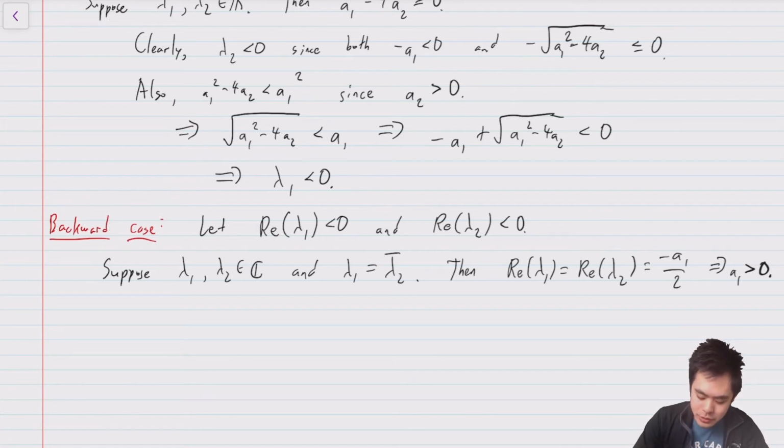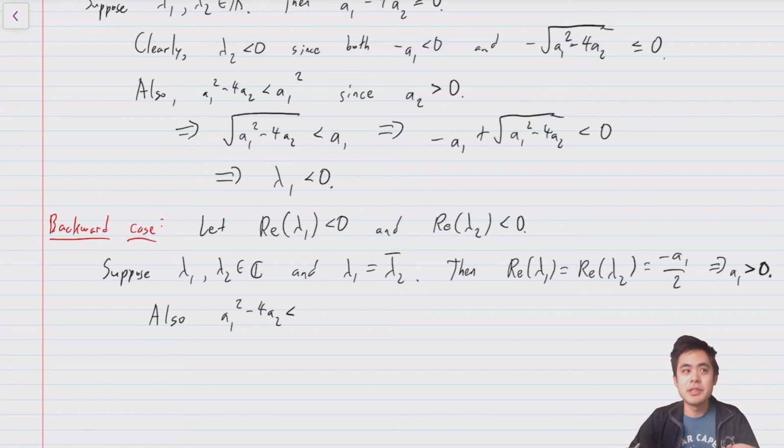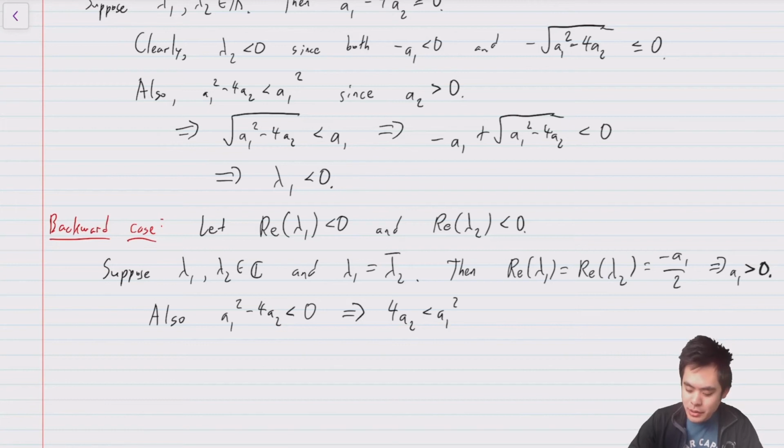Okay, well, that shows what we need for a1, and now we need to consider also a2, since we need to show that both a1 and a2 are positive. So also we have that a1 squared minus 4a2. Well, the stuff underneath the square root has to obviously be negative, or you wouldn't have an imaginary, non-trivial imaginary part. So this implies that 4a2 is greater than a1 squared, which of course is greater than 0, which implies that a2 is also positive.